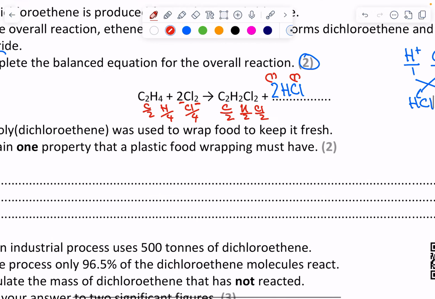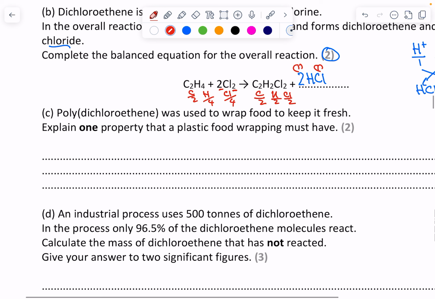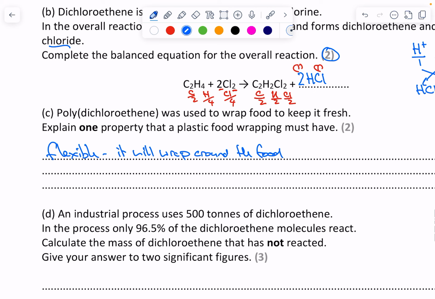Next one, this polydichloroethene is used to make food wrap and help keep food fresh. One property the plastic must have to do this. So there's lots of different answers here. For example, you could say it's flexible. And why does that help? Because it will wrap around the food. So that's a good use.